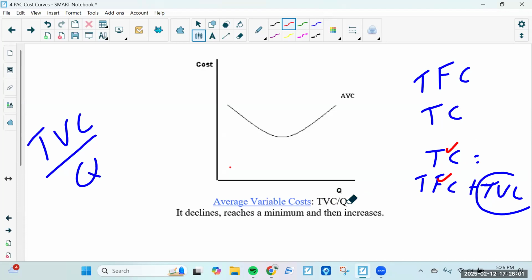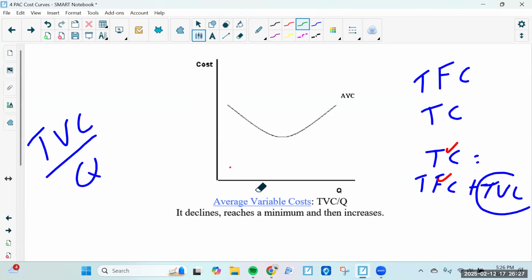Now that you have total variable cost, you then divide that by quantity to get the numerical value of this. You're getting the numerical value of a single point on this curve, not the whole curve. Like we could tell you that at a quantity of 17, my average variable cost is 50 or whatever. Why is it shaped like this?